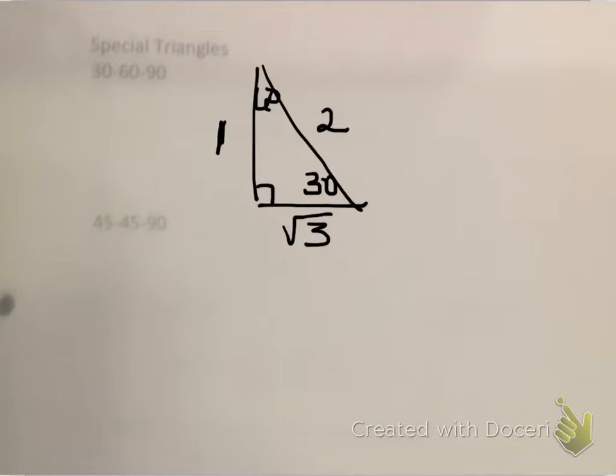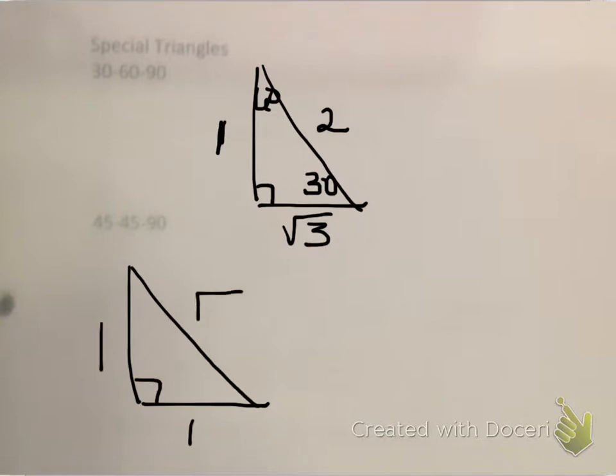Okay, your 45, 45, 90: the legs are the same length, and we call them 1 and 1. The hypotenuse is rad 2. Again, you need to have these memorized. These are derived from the Pythagorean theorem. You could use the Pythagorean theorem to test and make sure that these work. Okay?